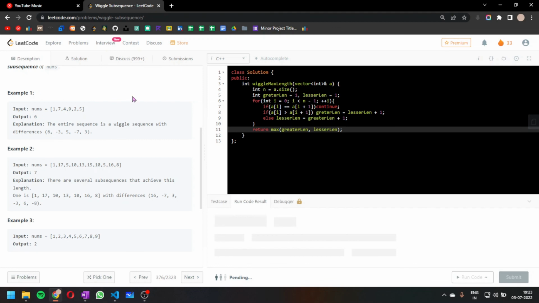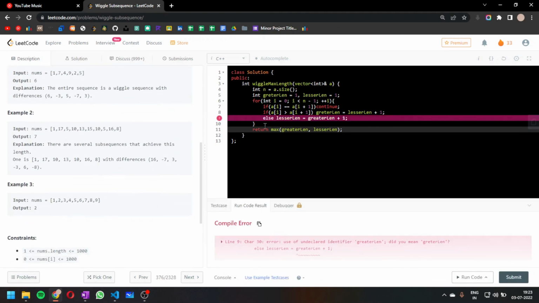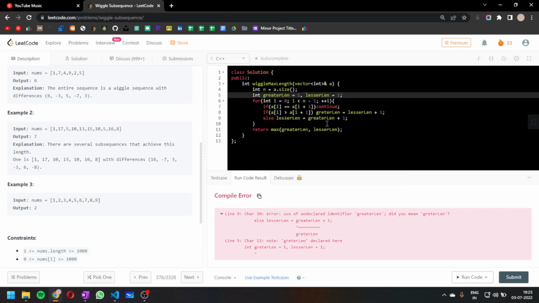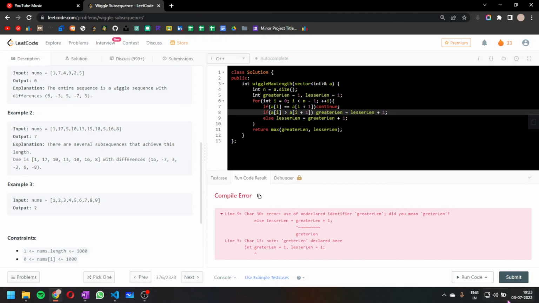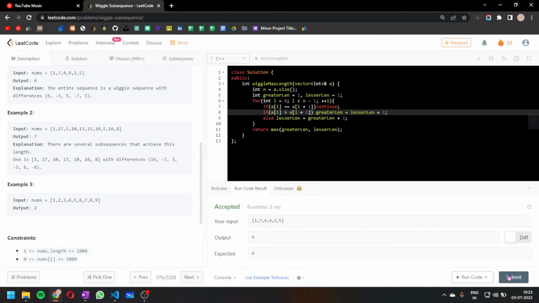Okay, if we try to run this, this is going to give us our answer, I guess. So we have made a mistake: it should be greater length, G R E A T E R. All right, so let's run it again. Yeah, so this has been accepted.